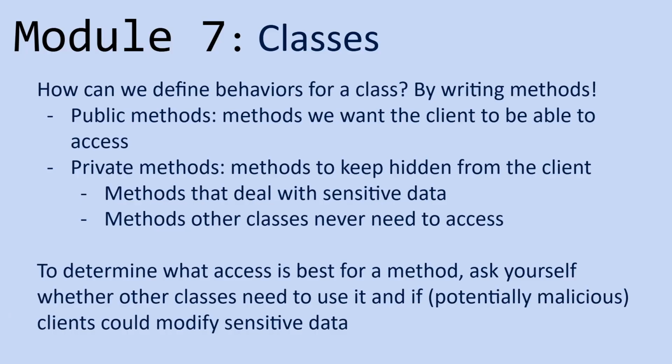So, to determine what access is best for a method, ask yourself whether the classes need to use it and if potentially malicious clients could modify sensitive data by having access to that method. And of course, we do sometimes want clients to be able to change data, which we'll get into in a second. But if it's very sensitive data that the client either doesn't need access to or should not have access to, definitely keep that private.